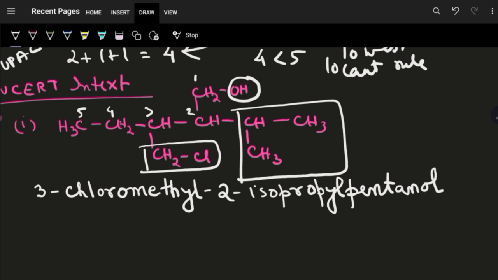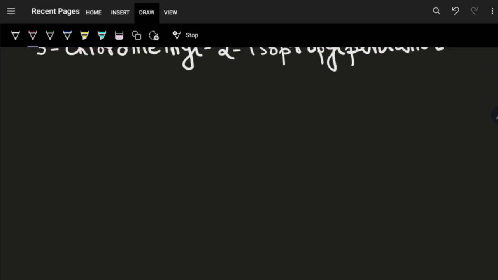So I can say pentanol or pentan-1-ol. This is the first one. The second one, what we can see is another type. This is one type. The second one is telling that there are more than one OH.